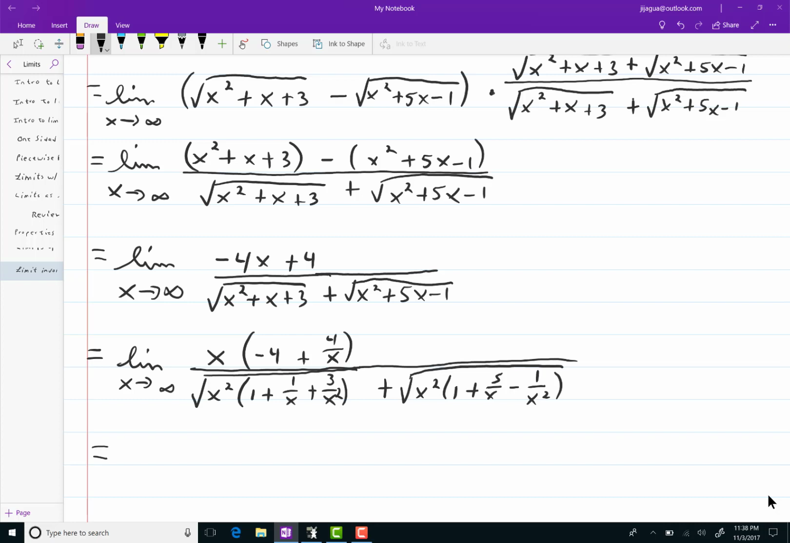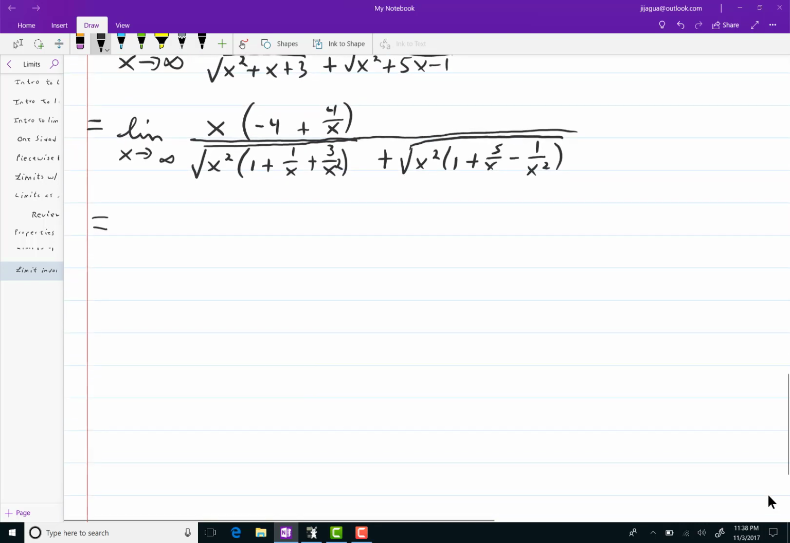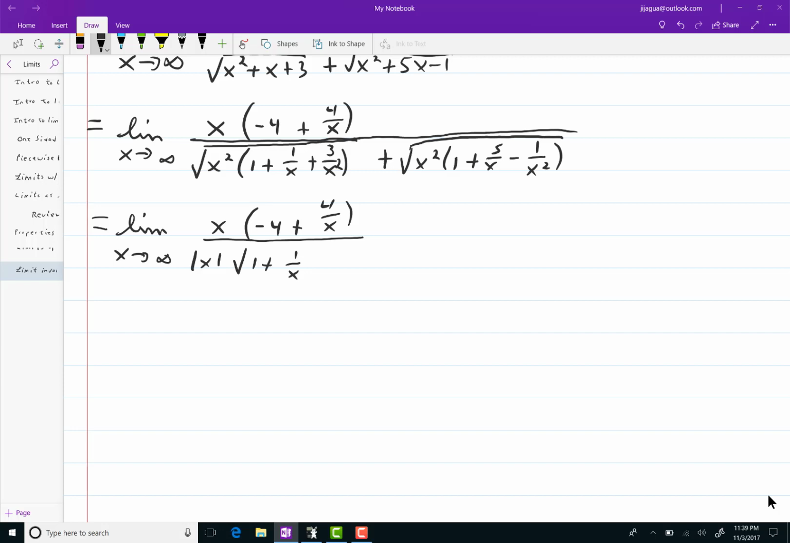Okay, now when I pull the x squareds out of the square root, another basic algebra feature: when you factor out an x squared from a square root, it's not just x, it is the absolute value of x. So I'll leave the numerator as x times negative 4 plus 4 over x. But in the denominator, I'll pull out my absolute value of x, and inside of the square root I have 1 plus 1 over x plus 3 over x squared. And in the other piece, I have the absolute value of x times the square root of 1 plus 5 over x minus 1 over x squared.